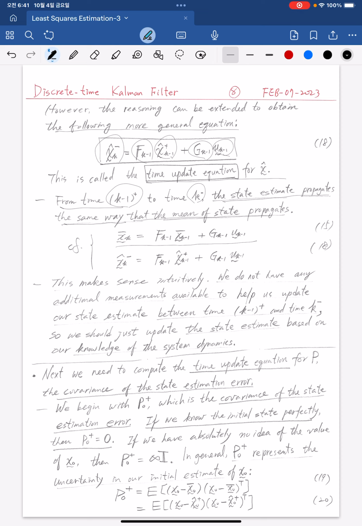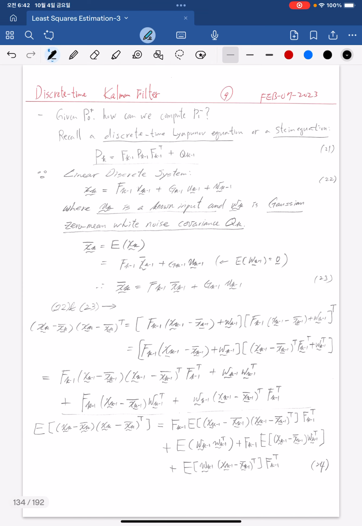xk minus equals fk minus 1 xk minus 1 plus plus gk minus 1 uk minus 1. This makes sense intuitively. We do not have any additional measurements available to help us update our state estimate between time k minus 1 plus and time k minus. So we should just update the state estimate based on our knowledge of the system dynamics.